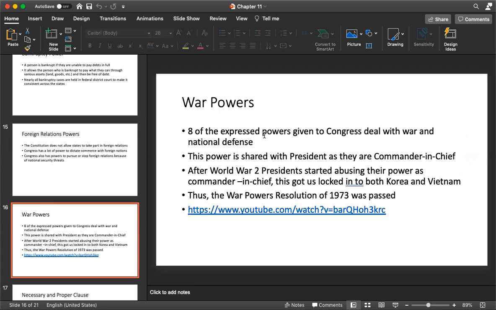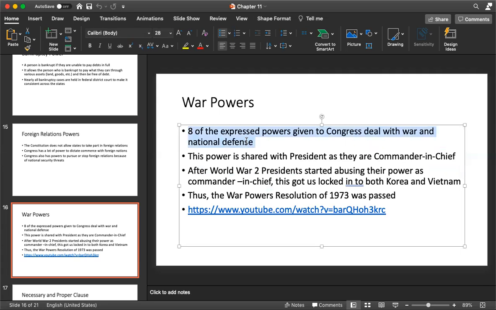Congress also has what we call the war powers. We know that 8 of the expressed powers given to Congress deal with war and national defense. Of course, that power is shared with the president as the commander in chief. So if the president wants to declare war, he has to ask Congress to formally declare war.